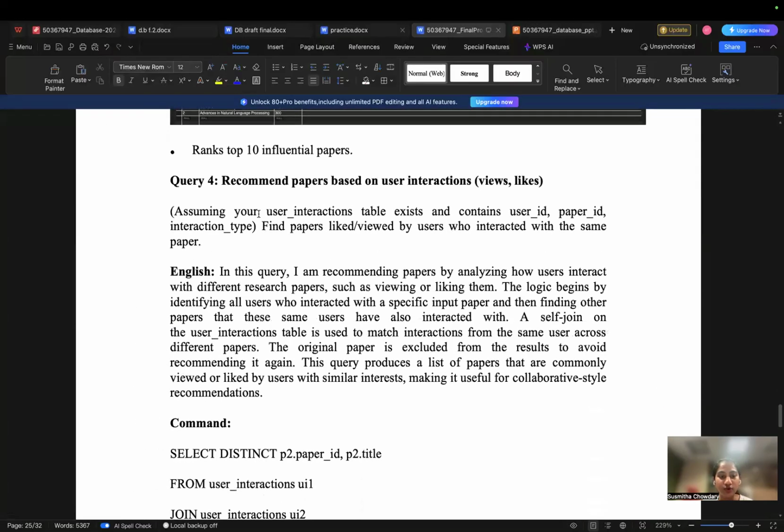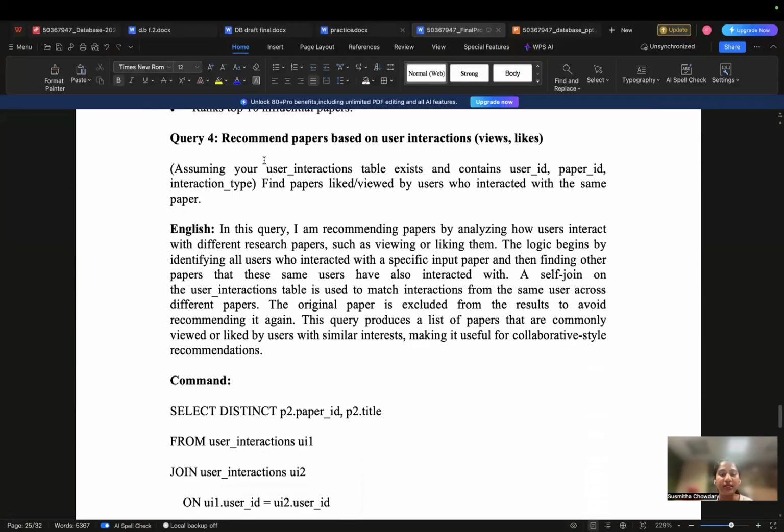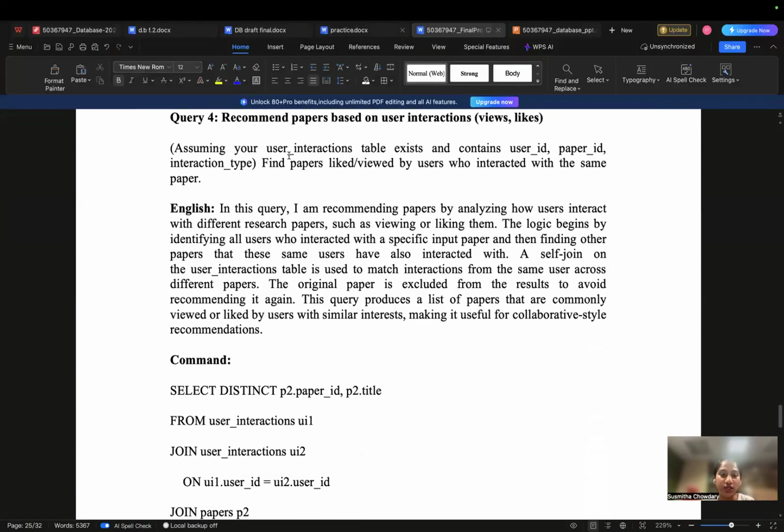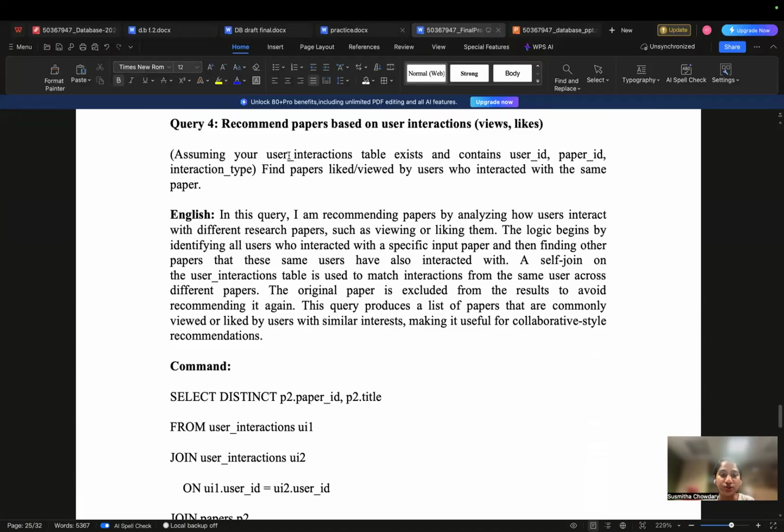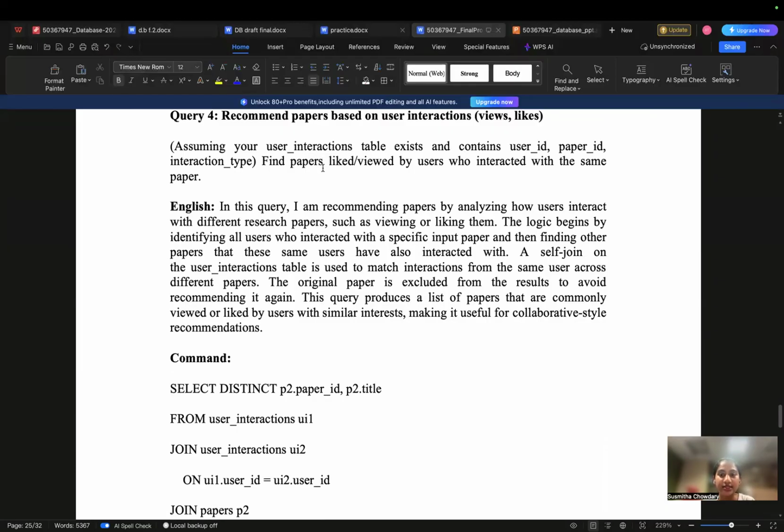And coming to the fourth query, I have written the query that is used to get the recommended papers based on the user interactions. This is done by the user interaction table that contains user ID, paper ID, and interaction type.